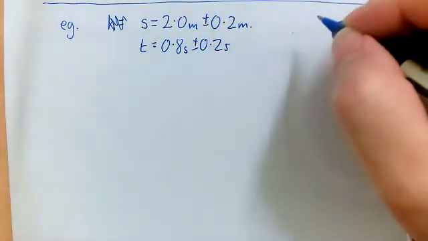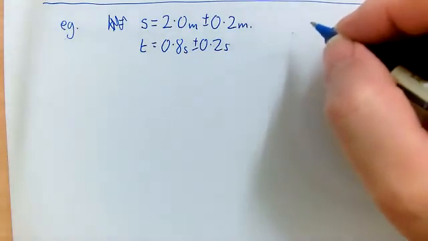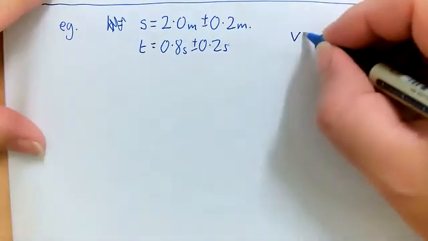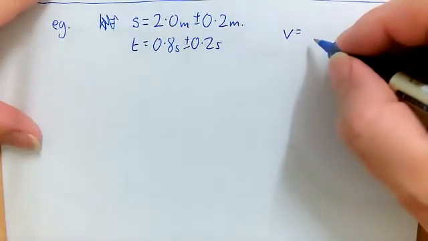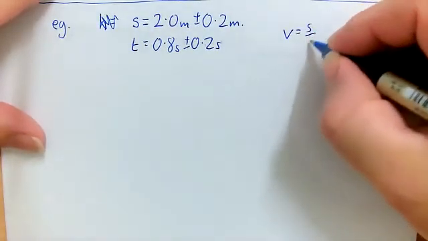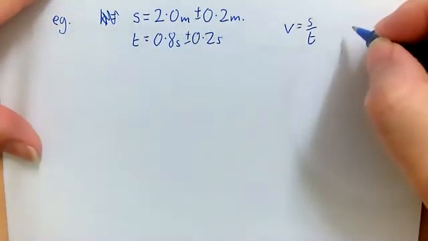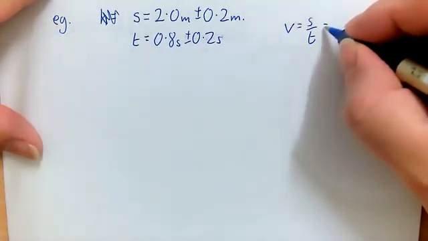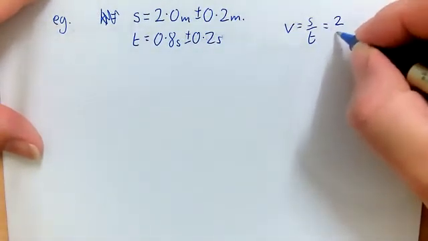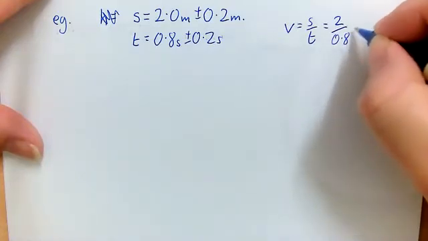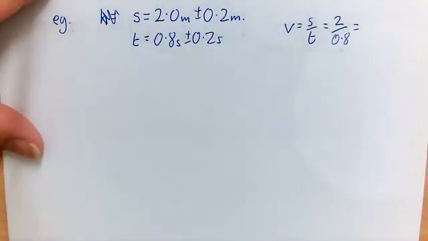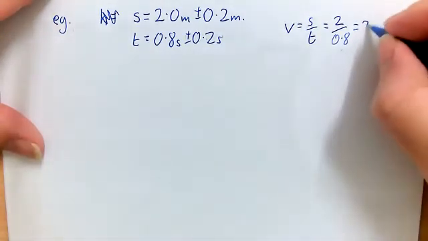If I wanted to work out the average speed of the car, the average speed is the total distance divided by total time. So if I worked out the speed, that would be 2 divided by 0.8, which comes out to be 2.5 meters per second.